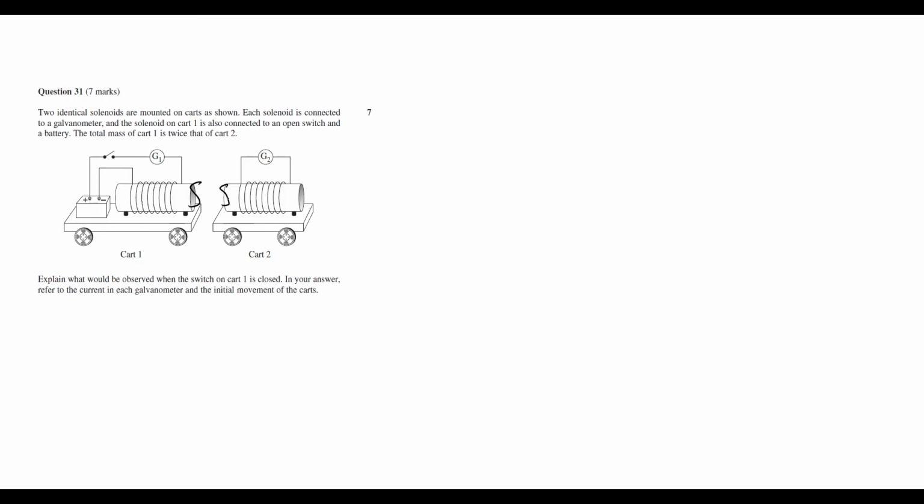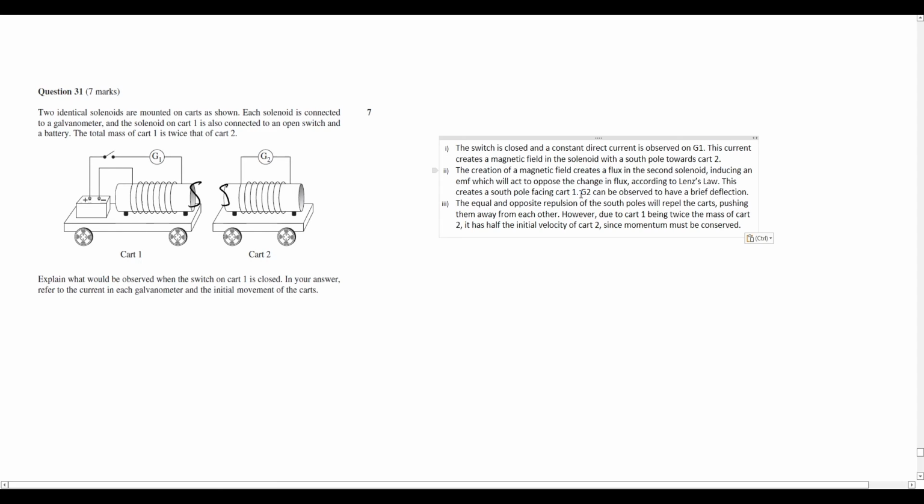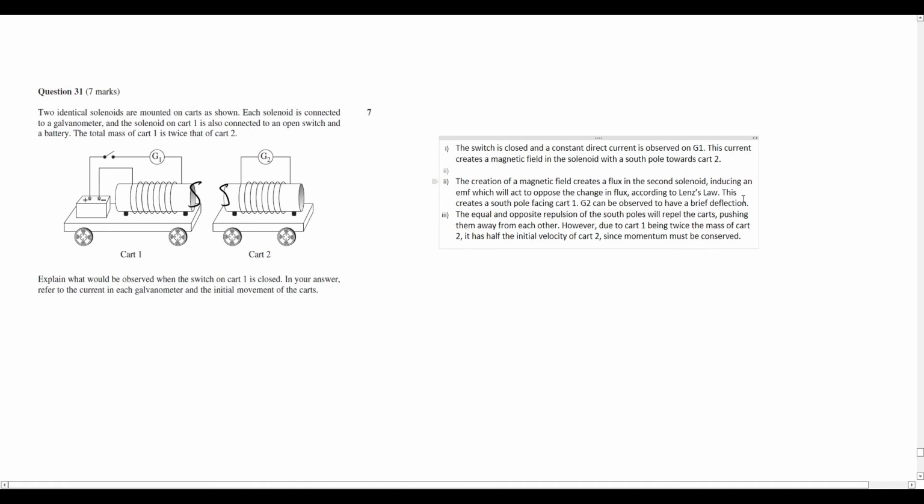So then as soon as you've created and induced a south pole over here, you'd see that both carts will repel each other. And since cart 1 has twice the mass of cart 2, well then due to the conservation of momentum, you would see that it would have half the initial velocity of cart 2. Now I have written that all out and put that in a bit more plain English, so that way we can collect that idea and work with that. So let's see what we've got here.